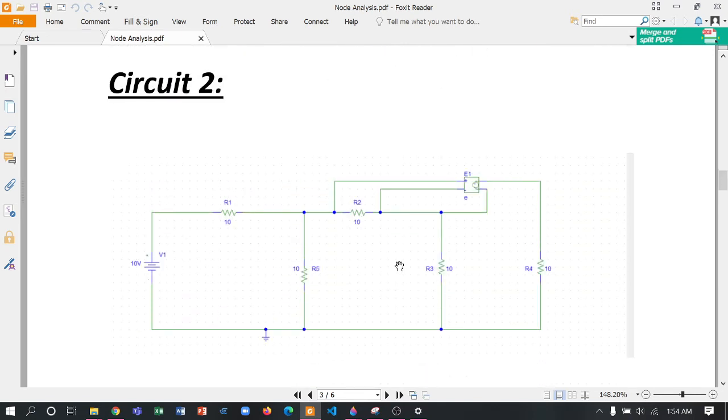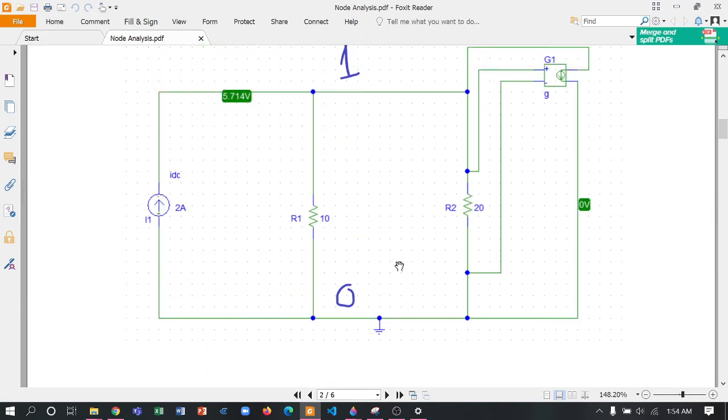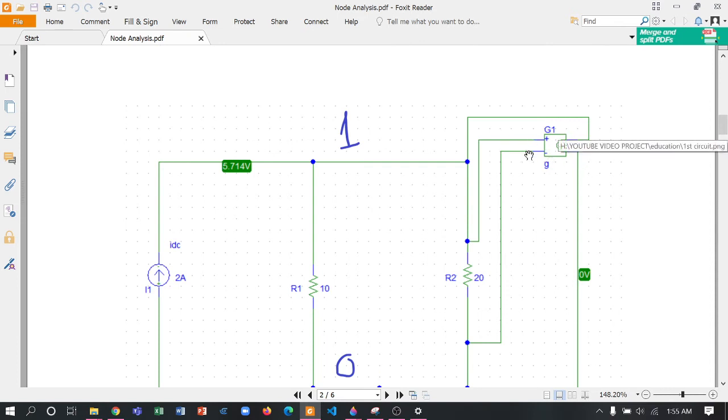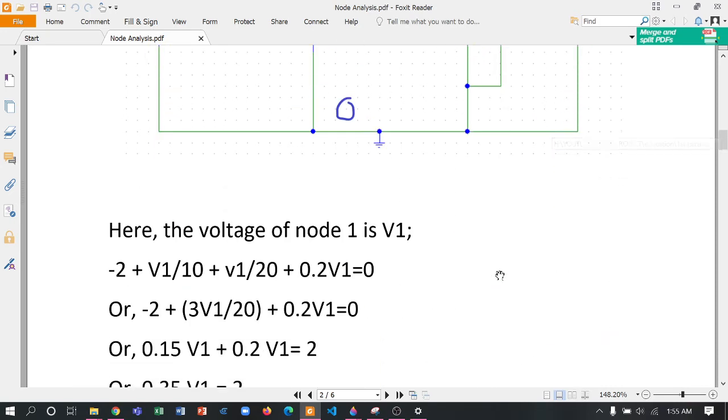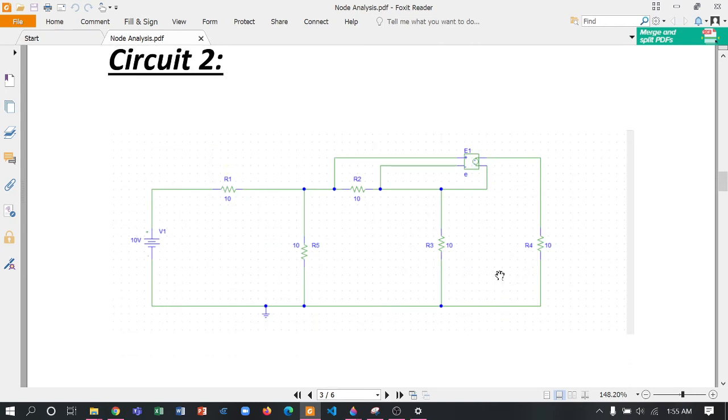So our second circuit is really complicated because here we have got some problems. In the first circuit, we had a current source and another current source. It is voltage dependent, but it's actually a current source. But in the second circuit, we have a voltage source.